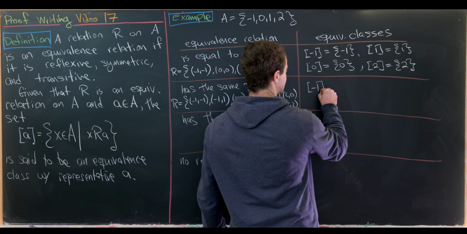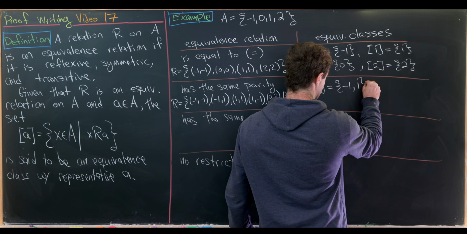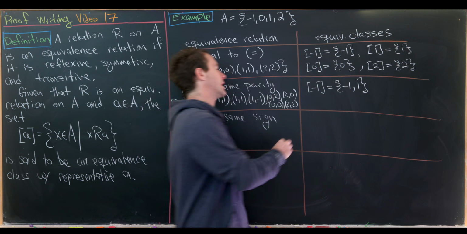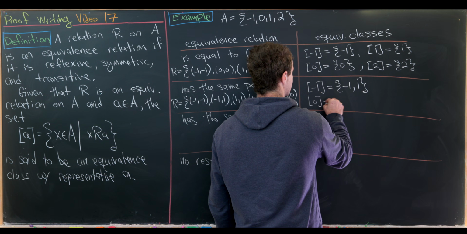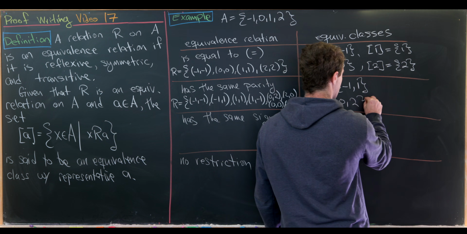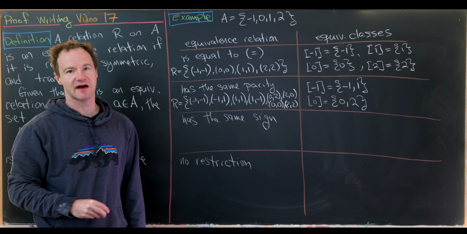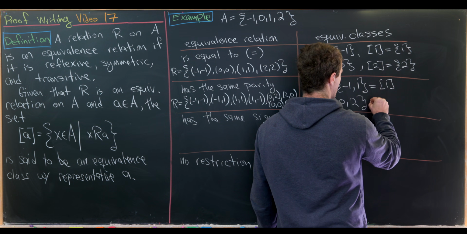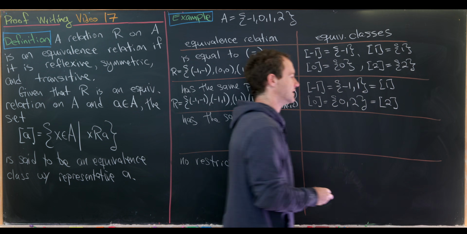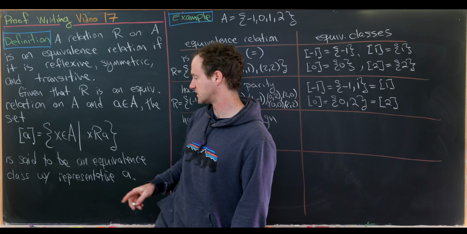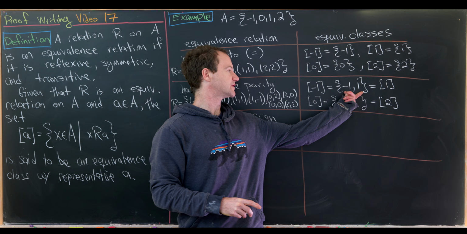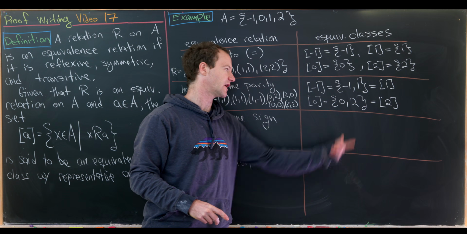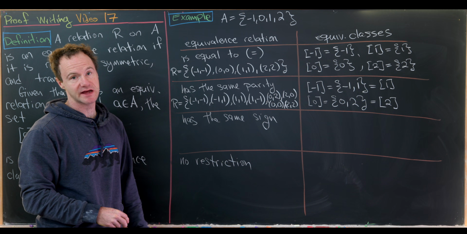The equivalence class of -1 will be the set containing -1 and 1 because they have the same parity, whereas the equivalence class of 0 would be the set containing 0 and 2, again, because they have the same parity. Let's also notice that this top one is the equivalence class of 1, and this bottom one is the equivalence class of 2. That's why I use the words equivalence class representative. Notice this equivalence class containing -1 and 1 has two representatives, -1 and 1. And likewise for this equivalence class containing 0 and 2.